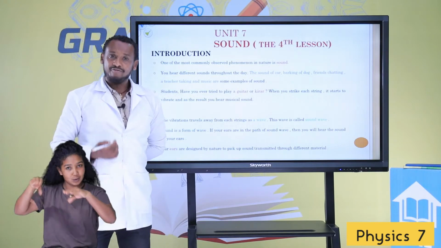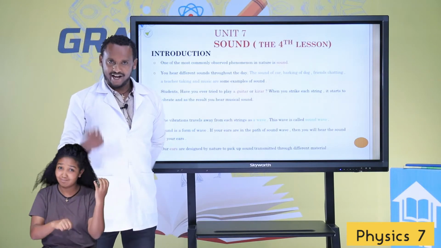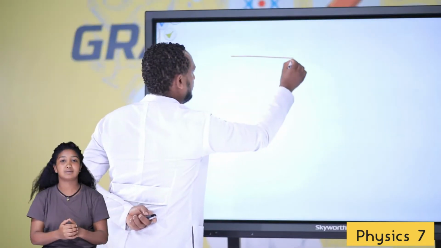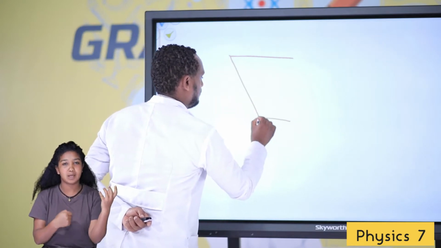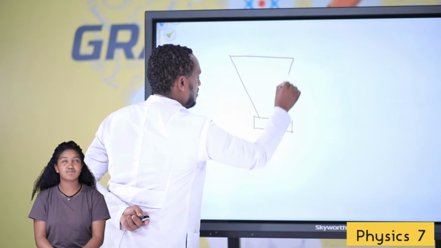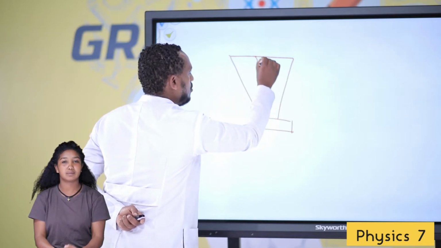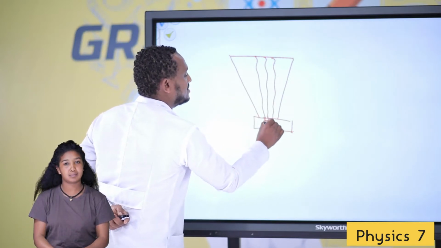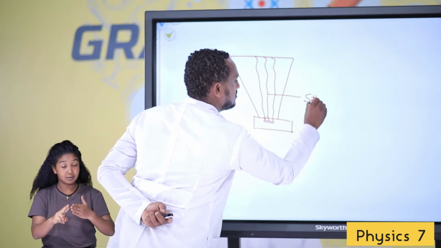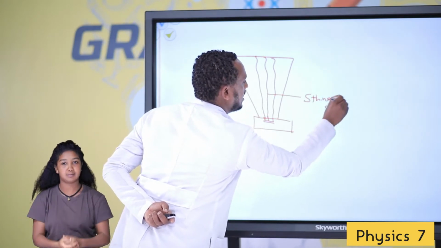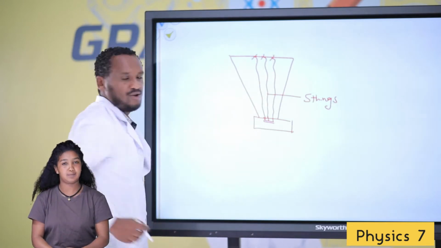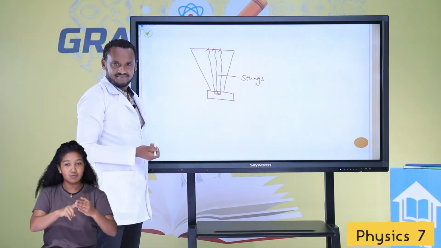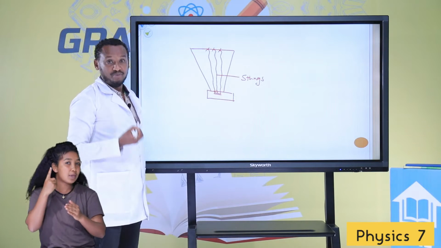Okay, students, have you tried to play a guitar or a crowd? Assume that this one is a crowd. Here we have some strings. These are strings, the strings of the crowd. When you strike the strings, each string starts to vibrate. As a result, you hear musical sound.